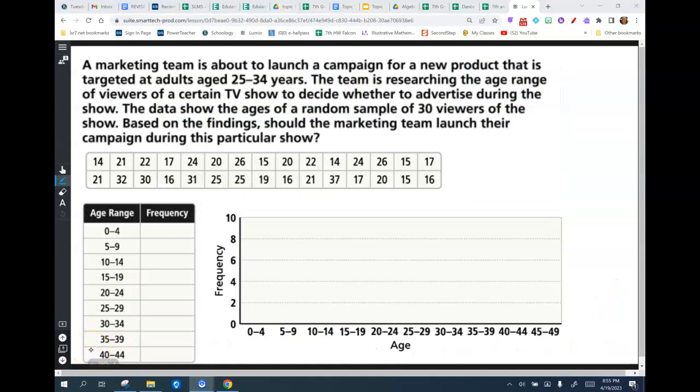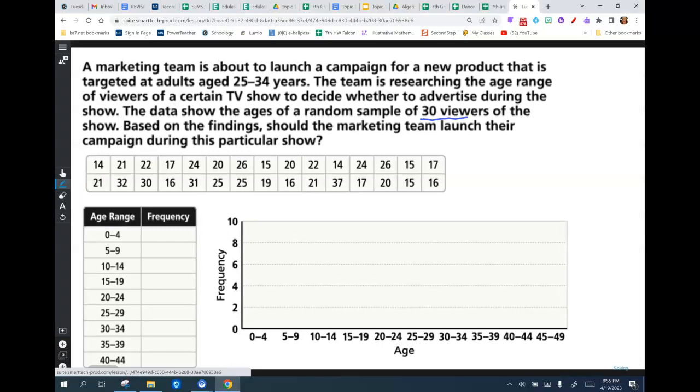The next one we're going to be looking at is a marketing team about to launch a campaign for a new product that is targeted at adults aged 25 to 34. The team is researching the age range of viewers of a certain TV show to decide whether to advertise during the show. The data show the ages of random samples of 30 viewers of the show. Based on the findings, should the marketing team launch their campaign during this particular show? We're going to eventually do that, but first we are going to make what's called a frequency table. This right here is called a frequency table, hence the name.